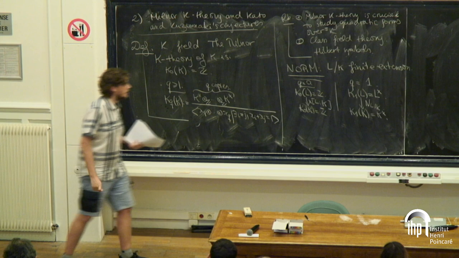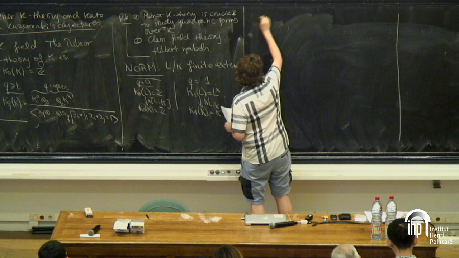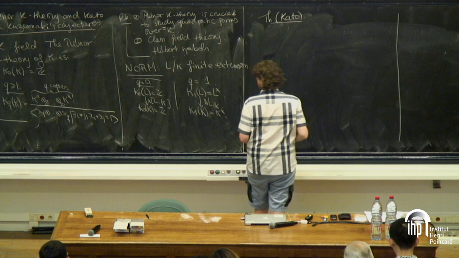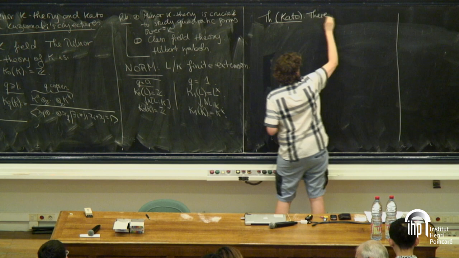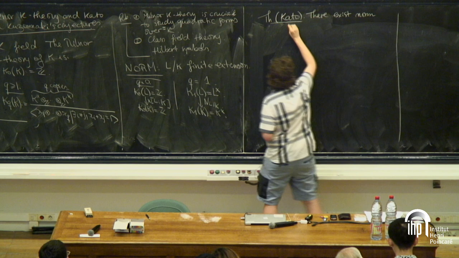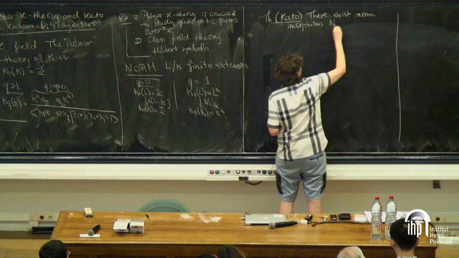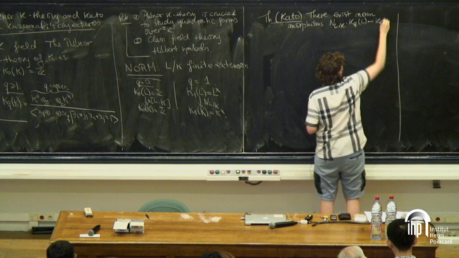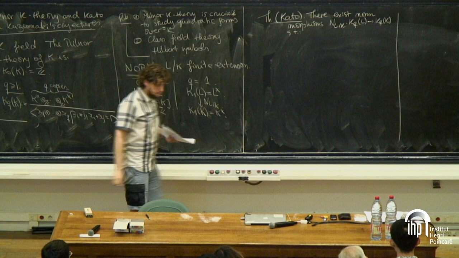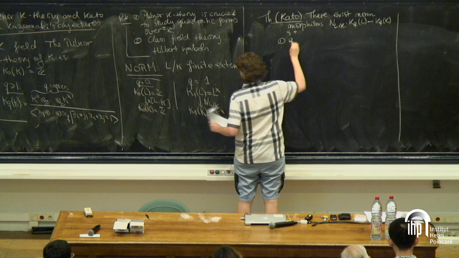And so this is a quite deep theorem due to Kato, which states that there exists norm morphisms, let's say N L over K, going from Qth Milnor K theory of L to Qth Milnor K theory of K, satisfying some compatibility properties. So the first thing is that we want these norm morphisms to be defined as before in degrees 0 and 1.